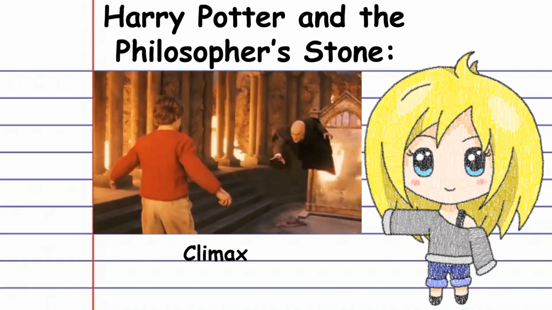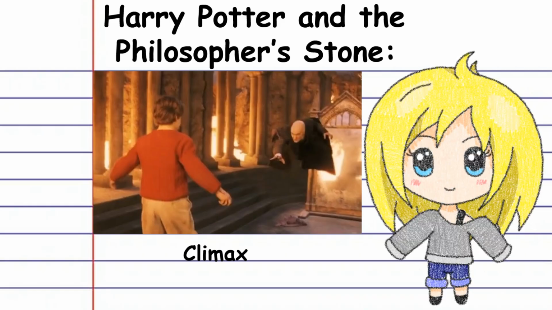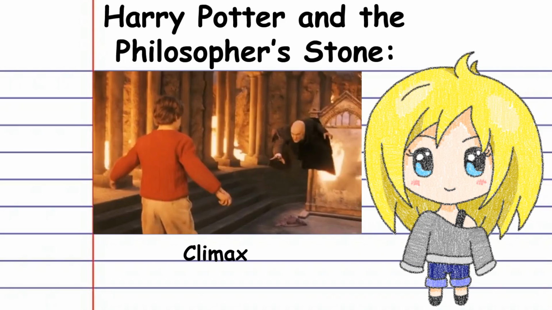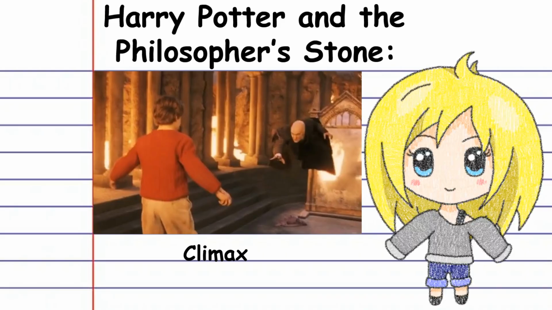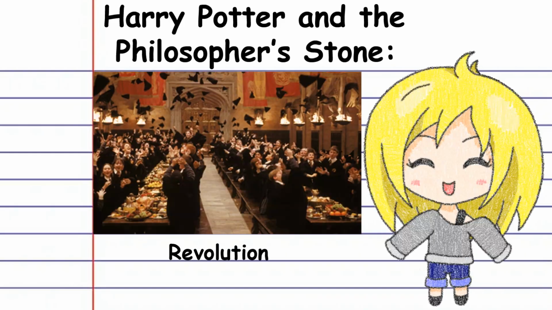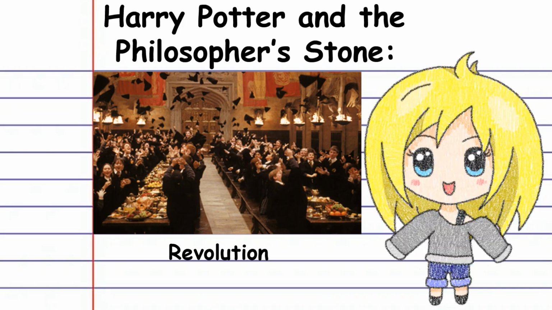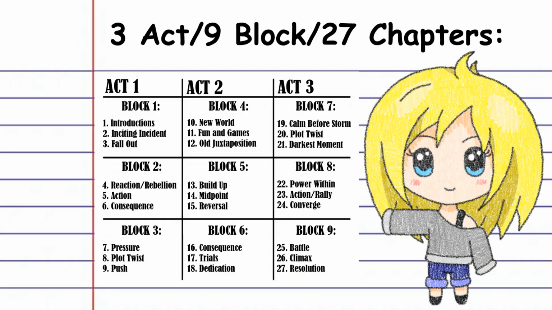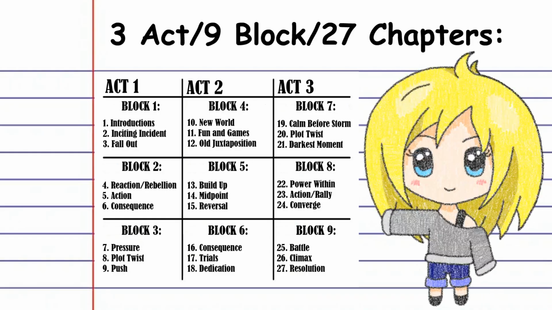And now we get to the climax of the novel where Harry finally confronts Voldemort and fights against him, which is disappointingly anticlimactic. Literally, all he needs to do is poke Voldemort and he just burns to ash at his feet. And lastly, we have our revolution. Voldemort is defeated, Harry is okay, Gryffindor wins the House Cup, and it's a happy ending for everyone except for Voldemort. So that is Katytastic's 3-act, 9-block, 27-chapter outline.